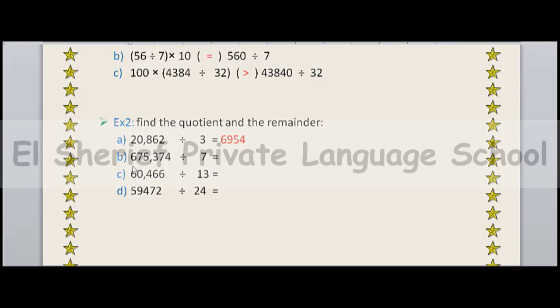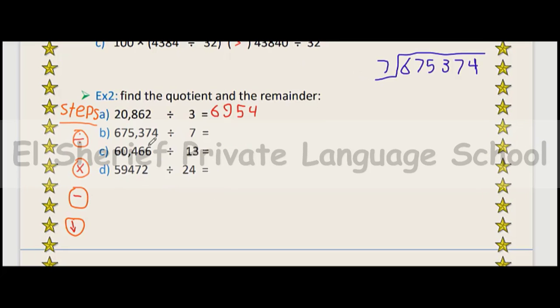Letter B. 675,374 divided by 7, also using long division. Okay, let's start. The first step was divide. Start with the largest, or the greatest, place value. Here we have 6. 6 divided by 7 can't be, so put 0. 67, we take 67 divided by 7. What is the number to multiply by 7 to get the result equal to 67 or less than it?